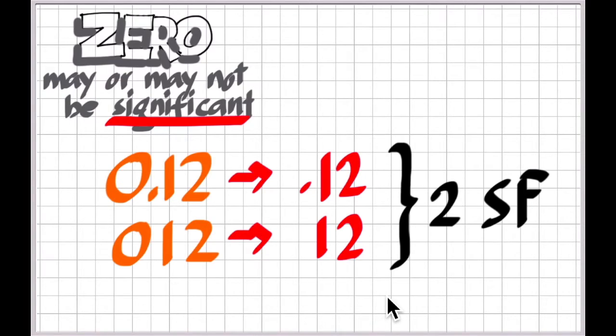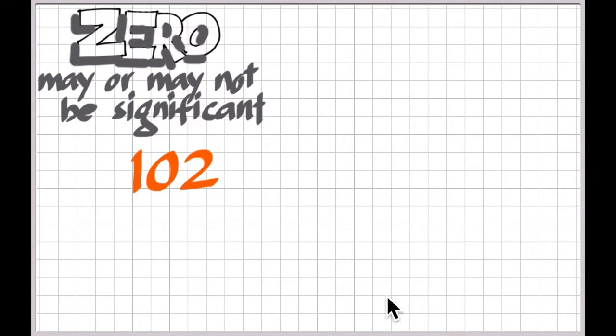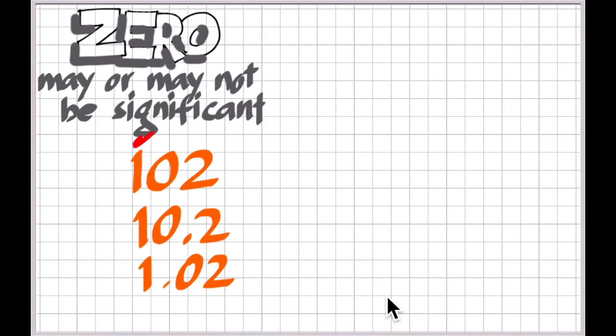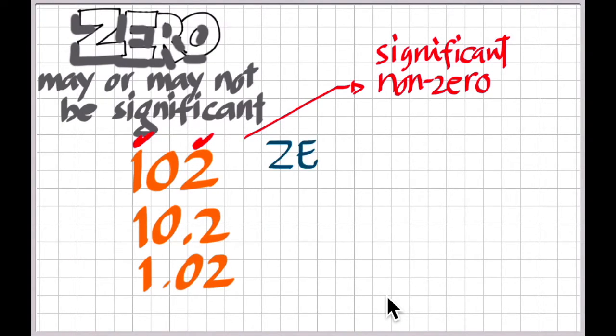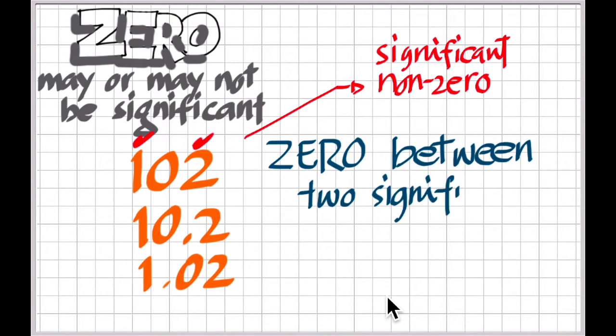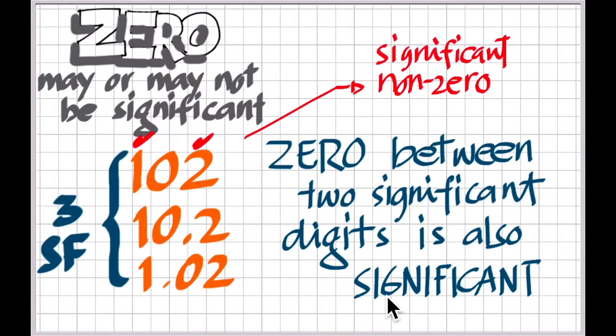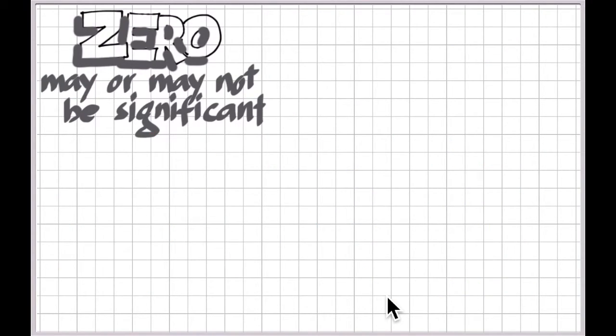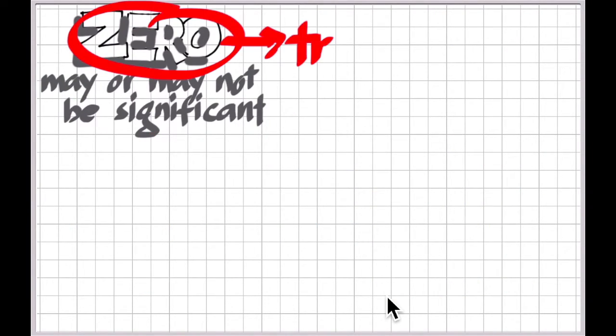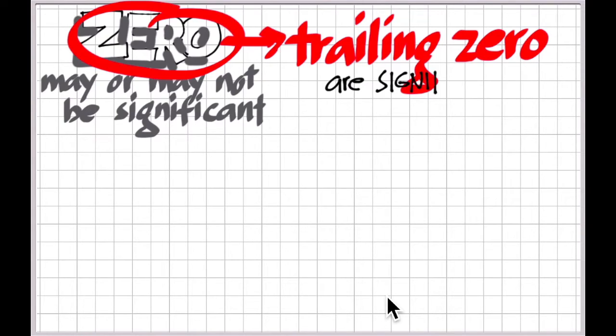Now, if the zeros are located between two significant figures, the zeros are significant. Consider these examples. The 1 and 2 there are significant figures, and the zeros there are between two significant figures, meaning those zeros are considered significant. So in these examples, we have three significant figures in each of them. We also have these so-called trailing zeros. These are the zeros to the right of a decimal point and at least one significant digit. These are significant figures too.